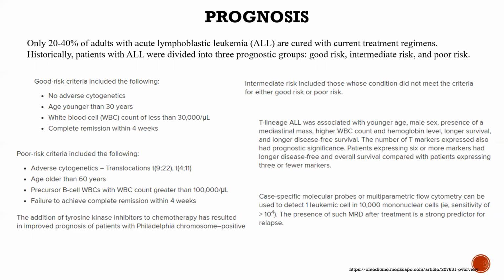T-cell lineage is associated with younger age, male sex, presence of a mediastinal mass, high levels of white blood cells and hemoglobin, longer survival, and longer disease-free survival. The number of T markers expressed also has prognostic significance. Case-specific molecular probes or multiparametric flow cytometry can be used to detect one leukemic cell in 10,000 monoclonal cells, and the presence of minimal residual disease after treatment is a strong predictor of relapse for the patient.